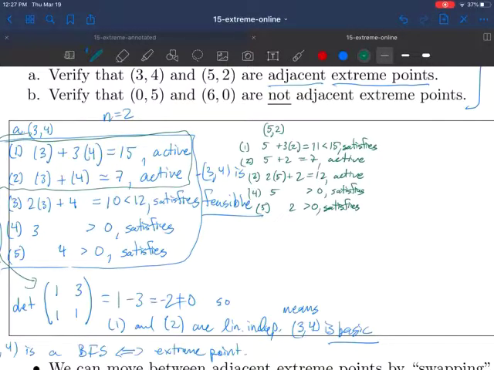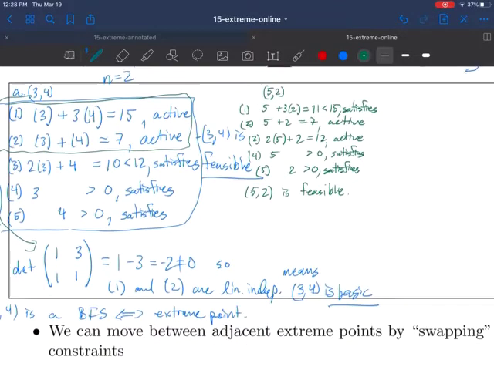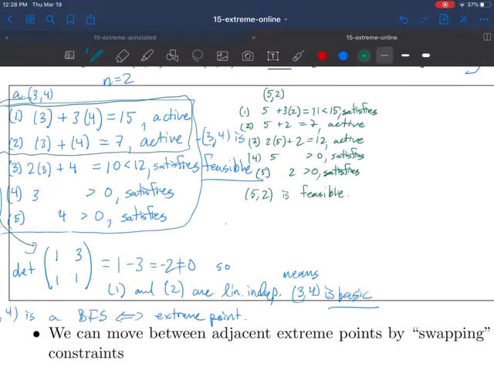So (5, 2) is feasible, right? It satisfied all the constraints. Now I think about the active constraints, and I form the constraint matrix. That's going to be (1, 1) from constraint 2, and (2, 1) from constraint 3. That has a determinant of 1 minus 2, which is equal to negative 1, which is not equal to 0. So (5, 2) is basic.